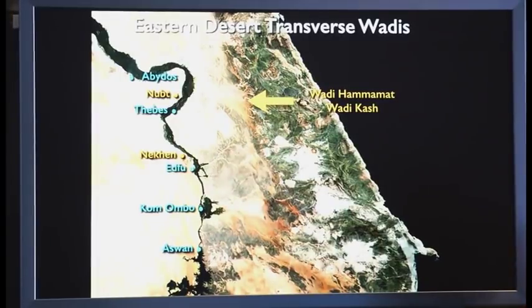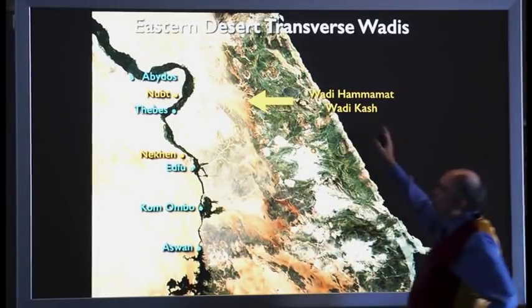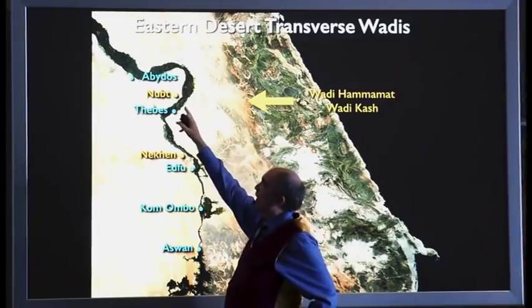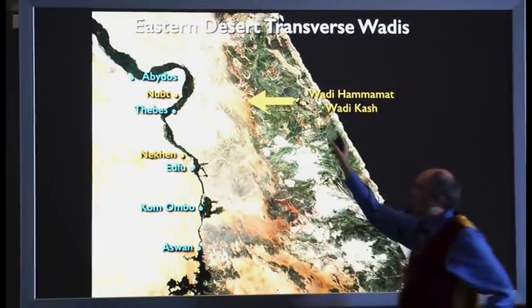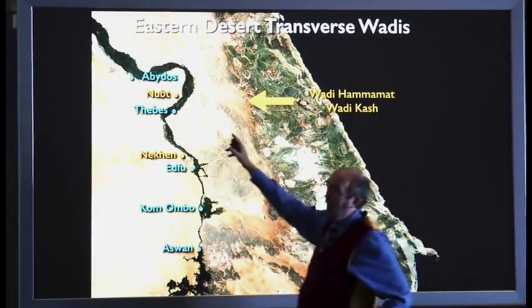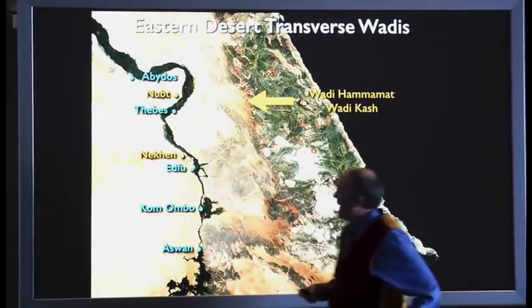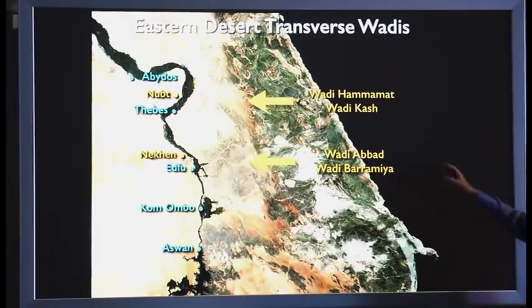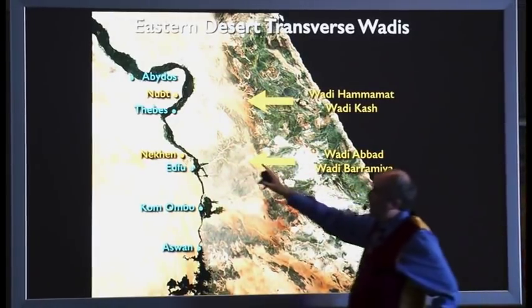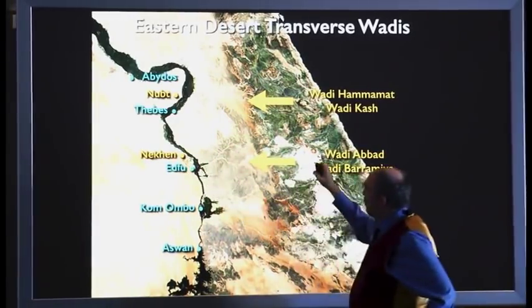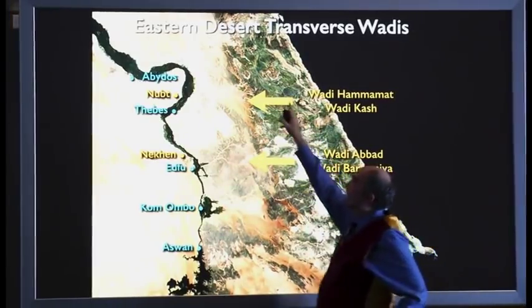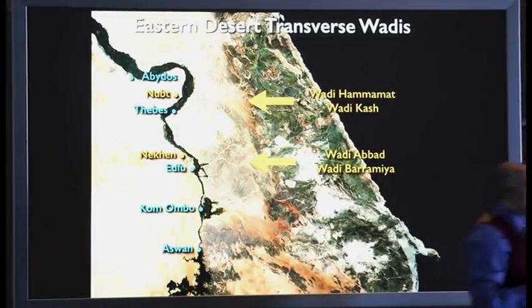There are two main wadi routes. The first one from the Red Sea comes out at Nubt here, through the Wadi Hammamat. Nubt in Egyptian means gold town, so it's like the Klondike, okay? Nubt means gold town. And the second one is the Wadi Baramia, which leads to Nekhen, and this is also a gold mining area. So both here and here are the two main gold mine areas in ancient Egypt.